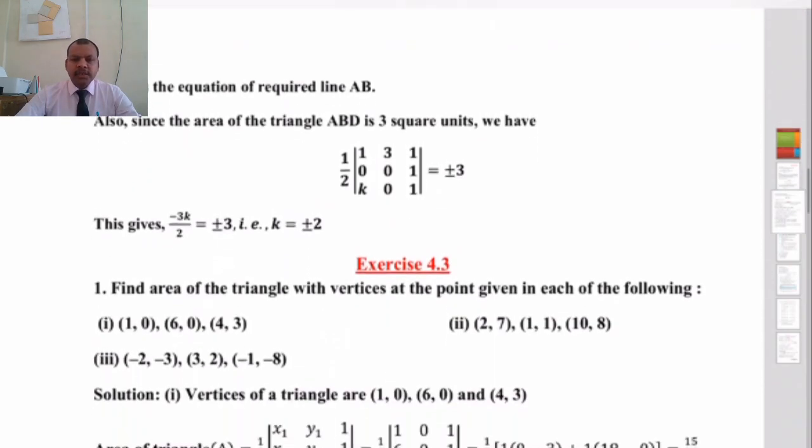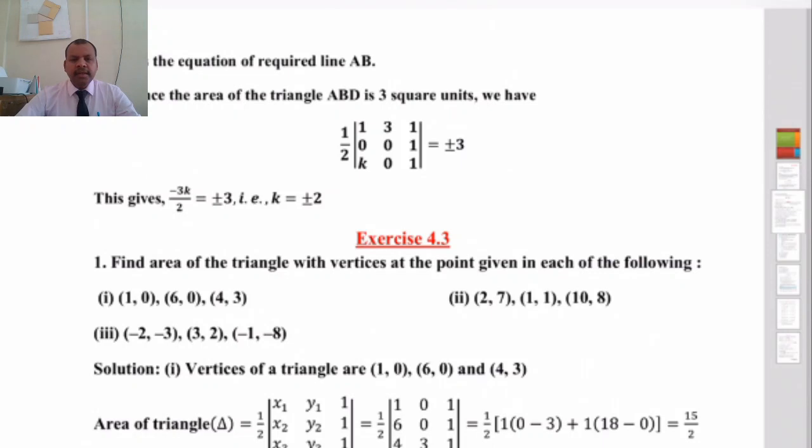Now come to the exercise. Find the area of a triangle with vertices at the points given in each of the following. Here the vertices are at (1, 0), (6, 0) and (4, 3). So actually these are the 3 points whose coordinates are (x1, y1), (x2, y2), (x3, y3). That means x1 is 1, y1 is 0, x2 is 6, y2 is 0, x3 is 4, y3 is 3. Now we will use these coordinates to find the area of the triangle using determinants.